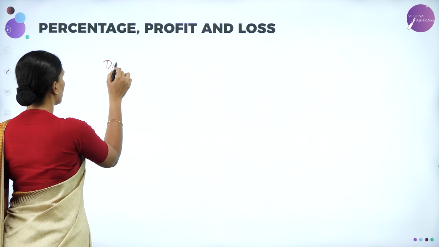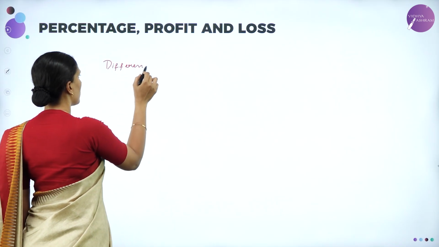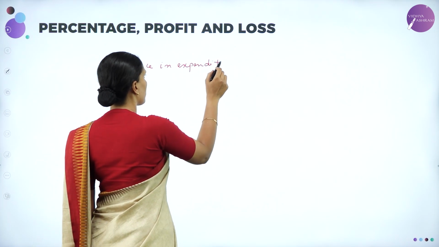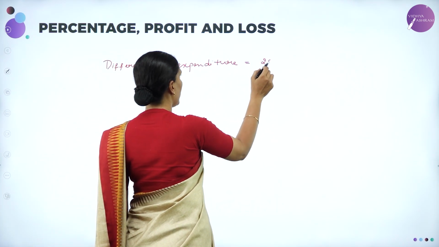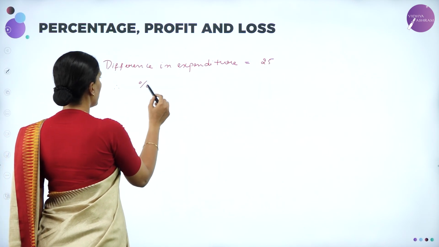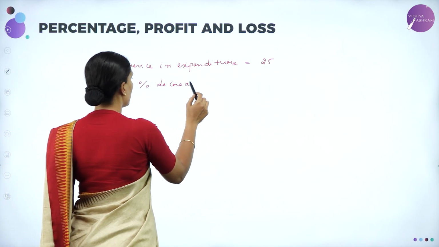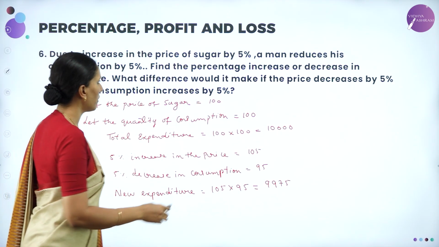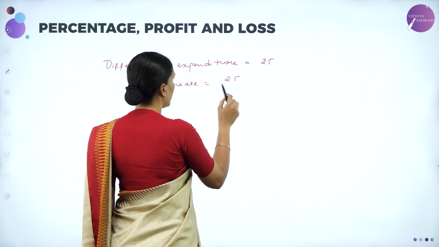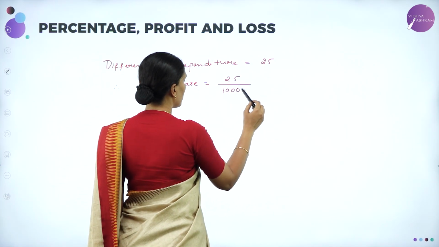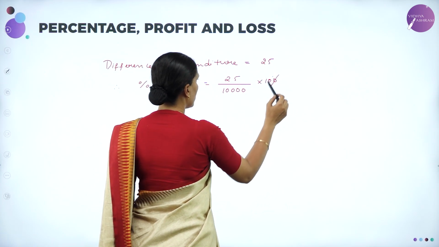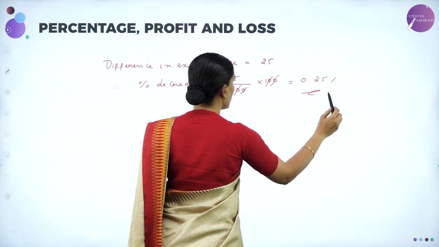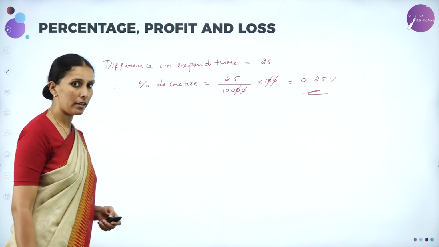So the difference in expenditure is equal to 25. So therefore the percentage decrease, because you can clearly see there is a decrease in expenditure, is 25 divided by 10,000 into 100. So we will get it as 0.25%. So this is the percentage decrease in the expenditure.